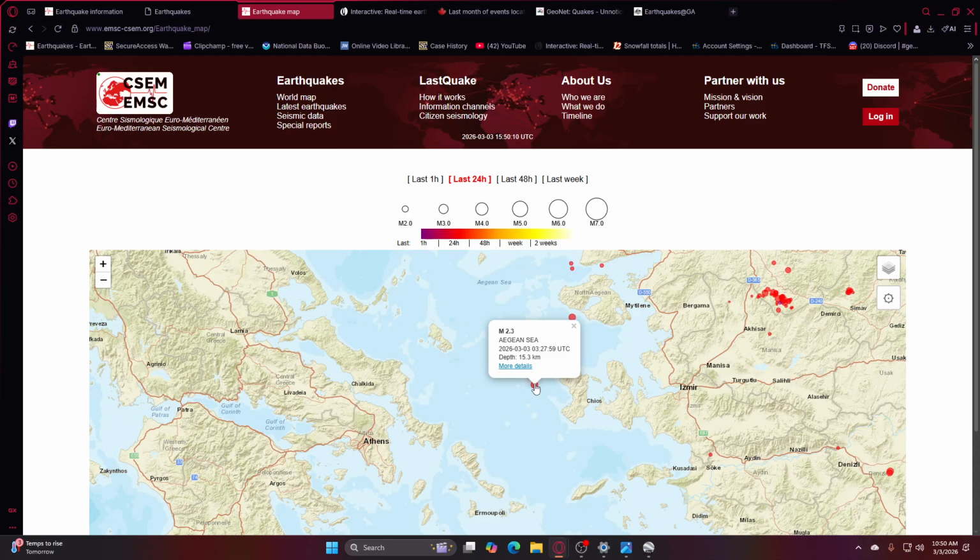This is a routine event for the Hellenic arc, where the African plate subducts beneath the Aegean Sea plate. It was felt lightly on the eastern coast of Crete.